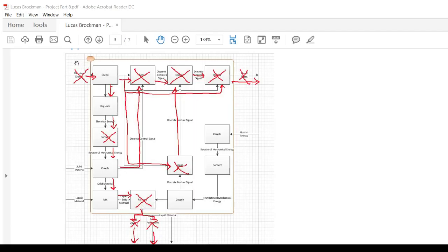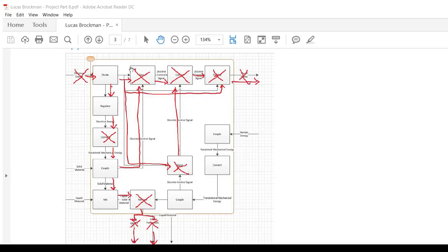Up here, the failures pass through the divide and into the sensing system. Both of them, actually. This one is for the rotational speed of the spindle, and this one is for the position of the translational axes. And each of those would fail because they would not be able to sense the position without an external power source.